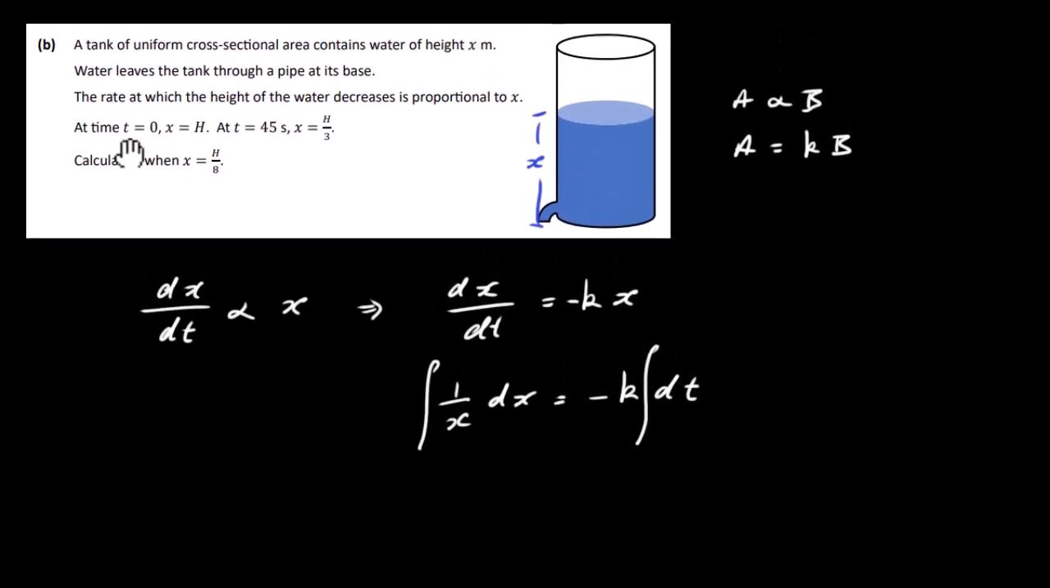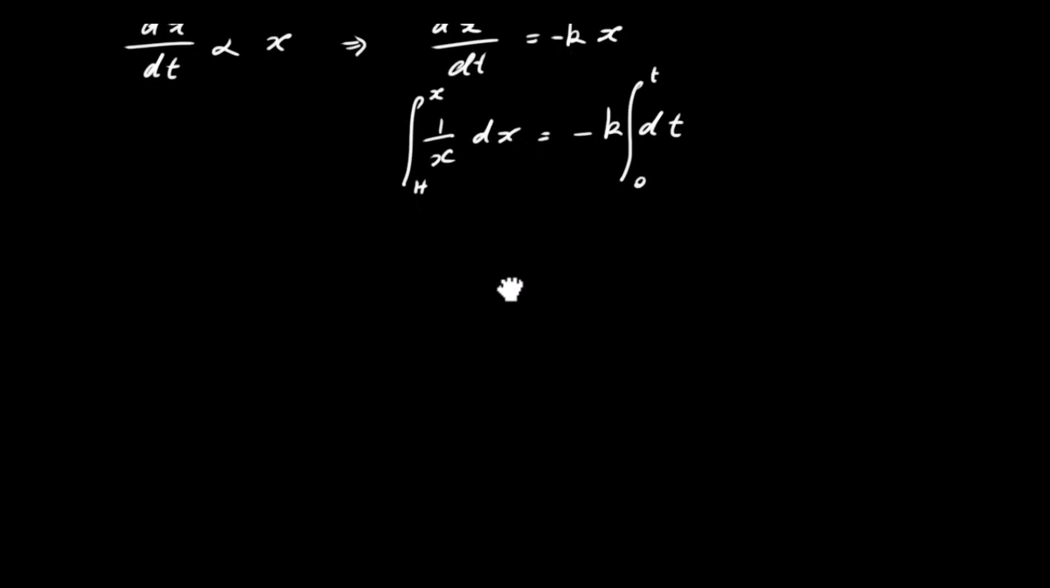The limits that we have here: we're told that when time is 0, x is equal to h, so I put time as 0 in here and h over here. And then we're going up to some time t and some height x. So there are our limits. So let's start this then. Now I'll do it over here.